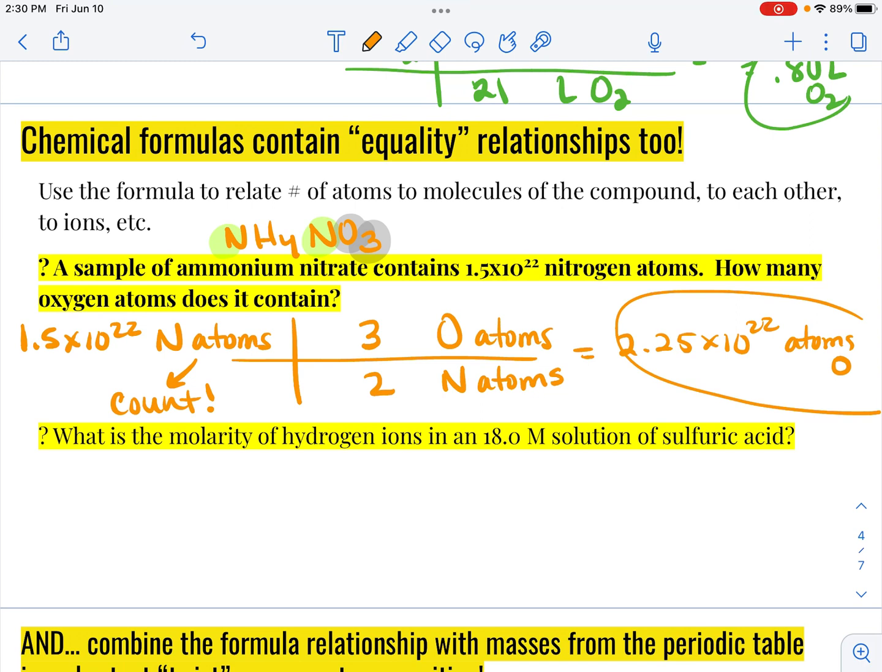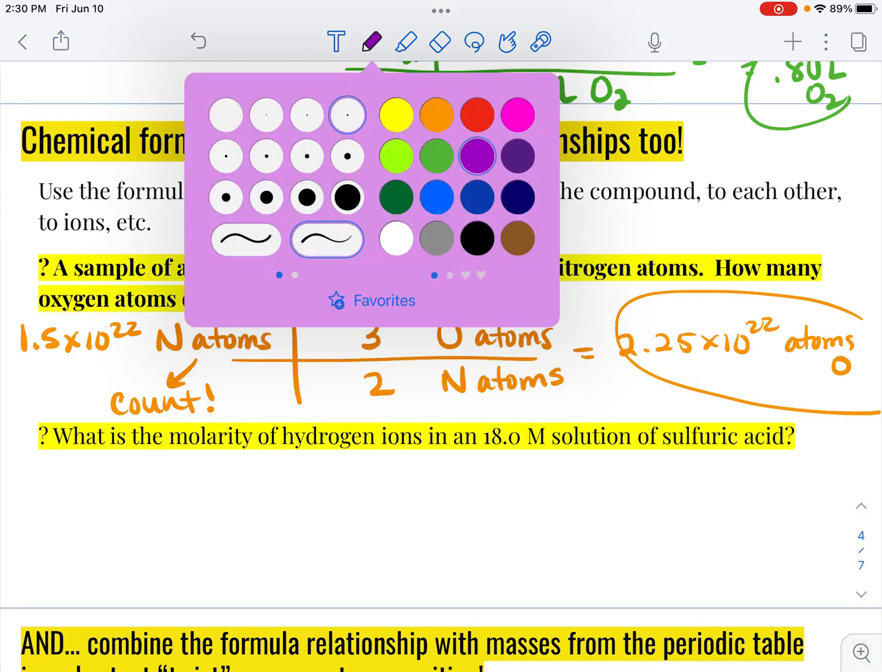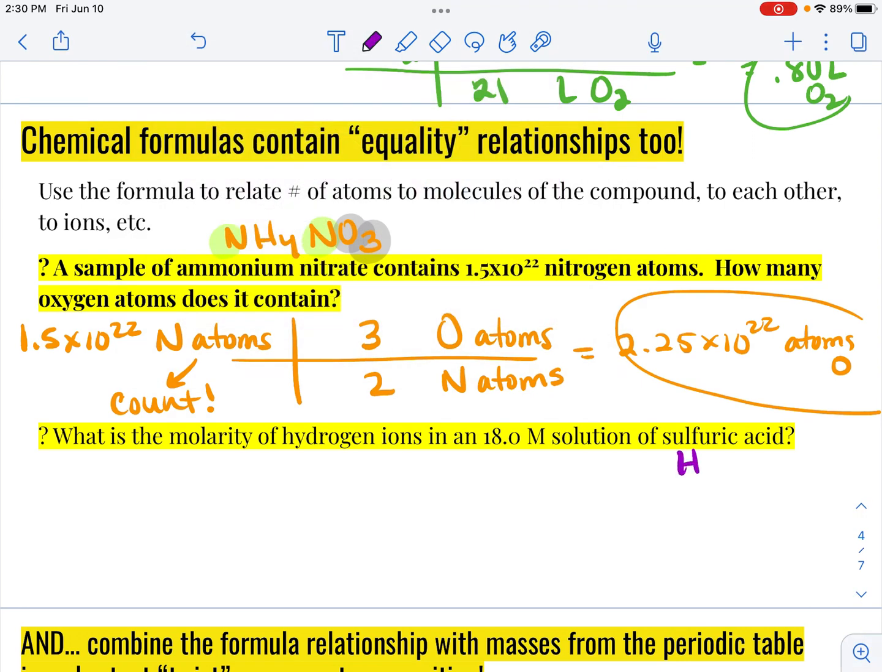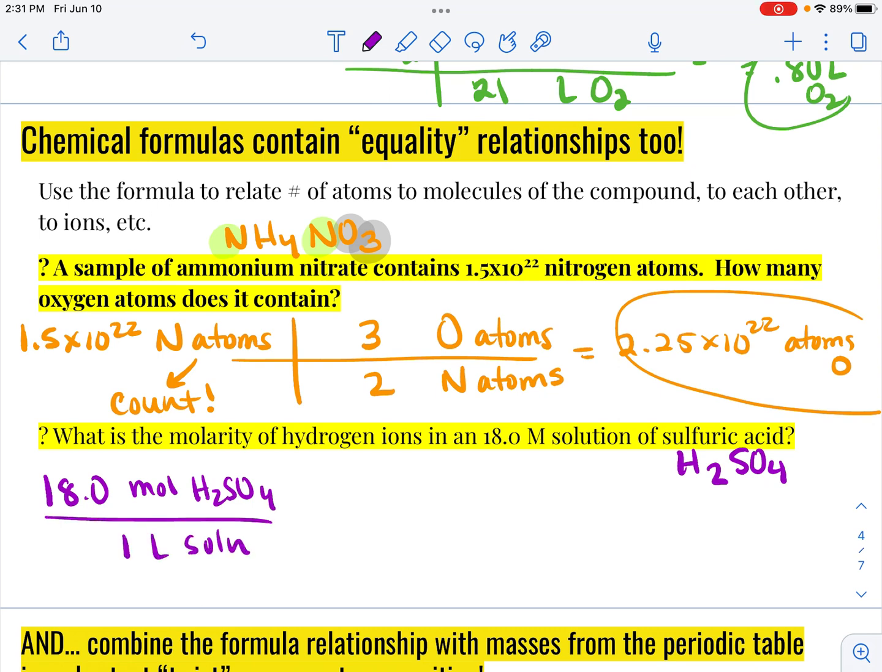Like, what's the molarity of hydrogen ions in an 18 molar solution of sulfuric acid? So I need to write the formula for sulfuric acid. This would come from the sulfate, which is SO4 2-, so I need 2 H's. And I have 18.0 molar, which is really the same as moles of H2SO4 per 1 liter of solution. And that 1 liter is exact, it's a definition. And now from the formula, I want to know the molarity of hydrogen ions, right? And I want the molarity.